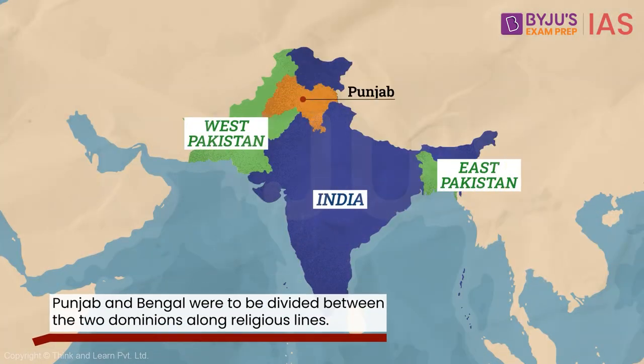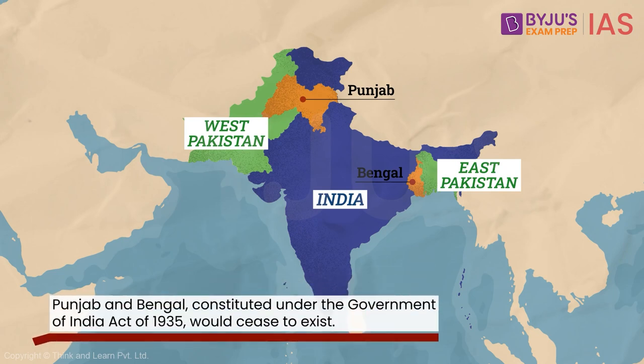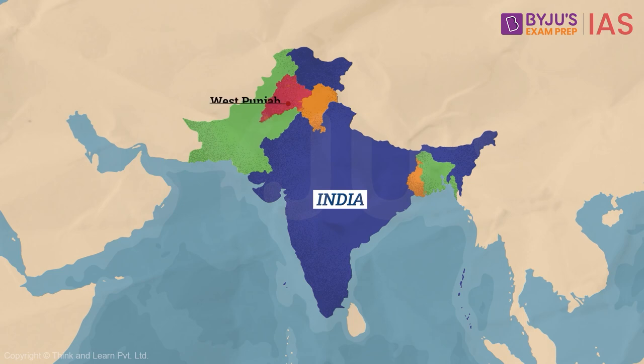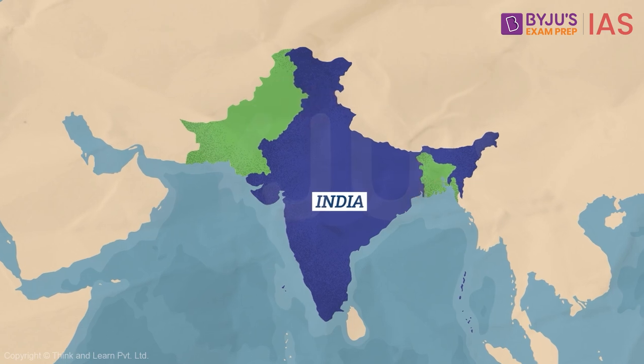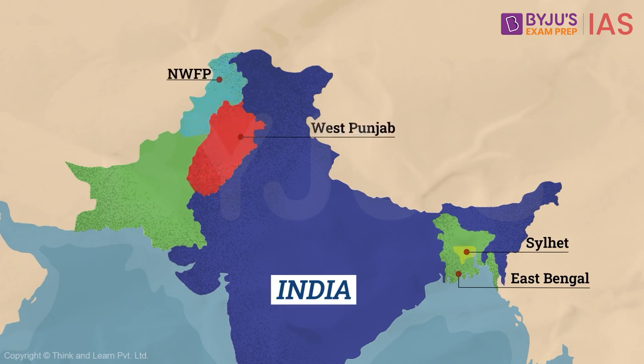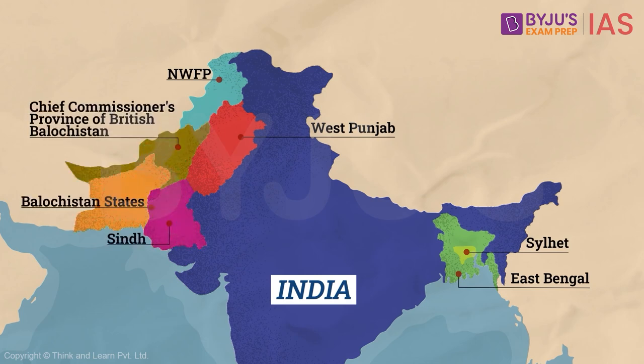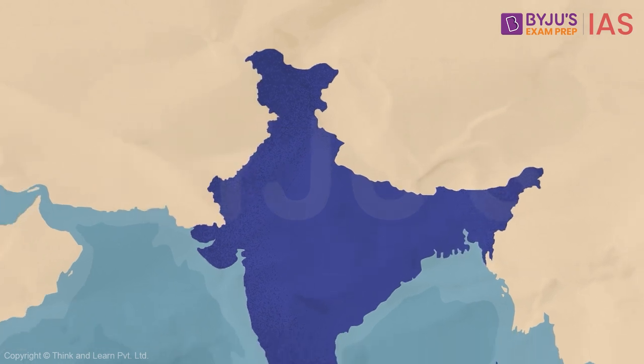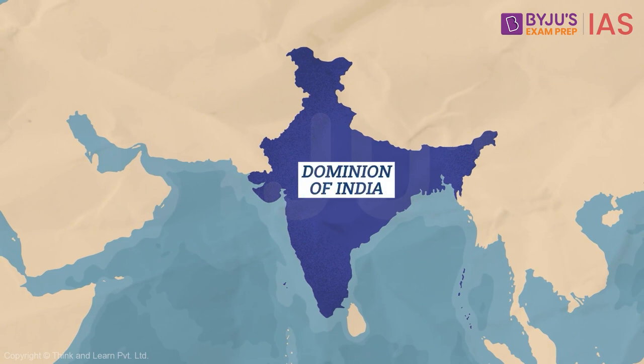The provinces of Punjab and Bengal were to be divided between the two new dominions along religious lines. This meant that these provinces, constituted under the Government of India Act of 1935, would cease to exist. By this act, Punjab would be divided into West Punjab and East Punjab, and Bengal would be divided into West Bengal and East Bengal. It was further decided that the territories of Pakistan would include the provinces of East Bengal, which included the Sylhet district of Assam, West Punjab, the Northwest Frontier Province, Sindh, and the Chief Commissioner's Province of British Balochistan. The rest of the provinces in its entirety would be a part of the Dominion of India.